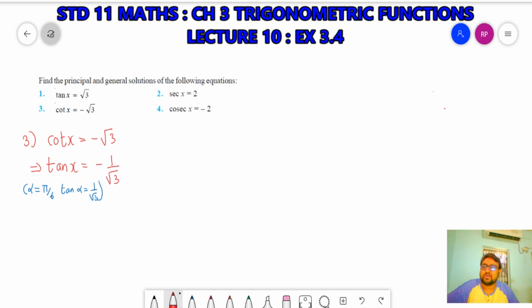So tan is negative in the second quadrant and fourth quadrant. For the second quadrant, I will take pi minus alpha, that is pi minus pi by 6, that is 6 pi minus pi, 5 pi by 6. And for the fourth quadrant it is 2 pi minus alpha, that is 2 pi minus pi by 6. So this will be 12 pi minus pi, 11 pi by 6. So what is the principal solution?